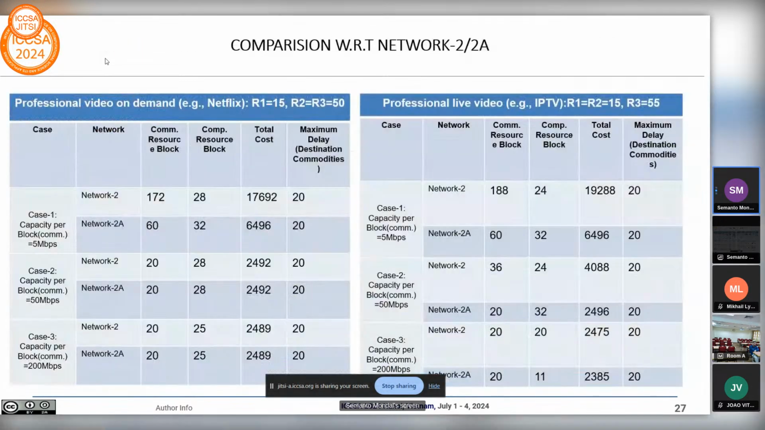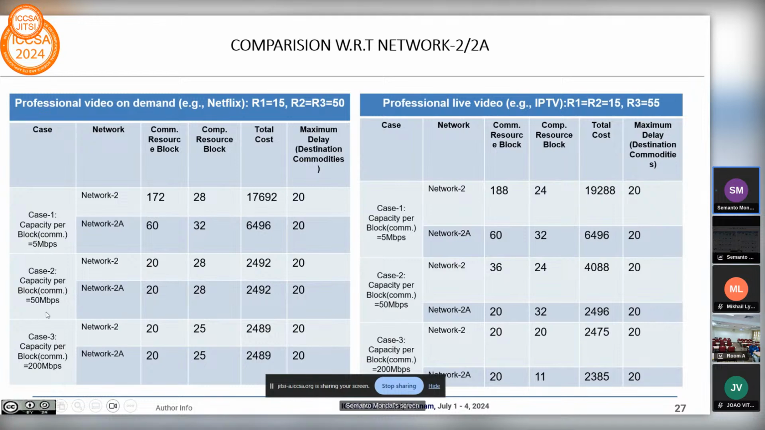As I don't have much time, I'll directly go to the comparison of these different services with respect to network 2 and 2A. We have considered 4 different parameters: the communication resource block usage, the number of computation resource block usage, the total cost, and the maximum delay. And we have considered 3 different cases: case 1, case 2, and case 3.